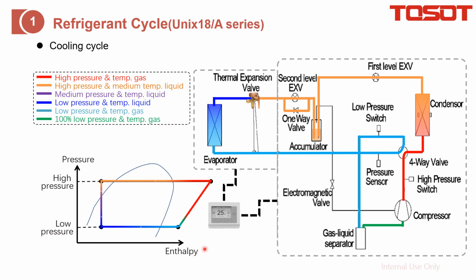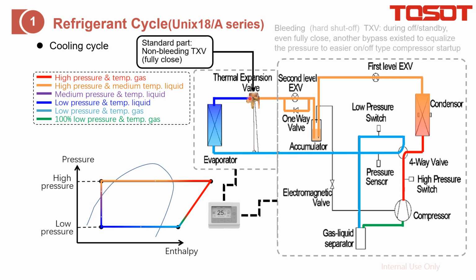Okay, and next we will focus on this thermal expansion valve, short for TXV. Actually, the standard one is non-bleeding type, and for the bleeding and non-bleeding, actually it is for the on-off compressor. And what does it mean?